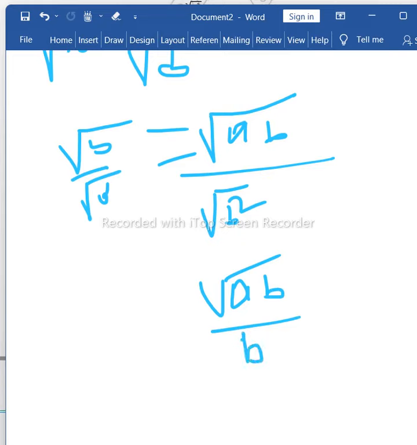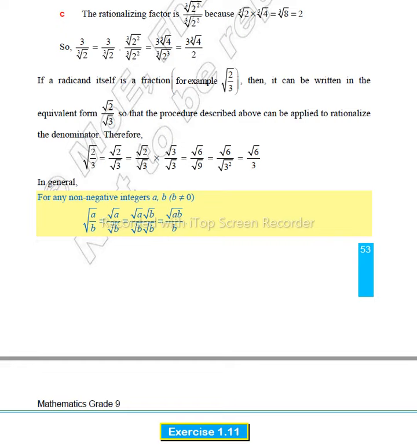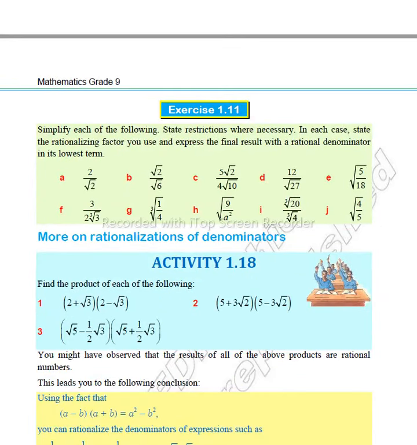B will be a perfect square, b square will be a perfect square, so we can write this out of the square. This is the final answer for this example. And we do this all exercise.